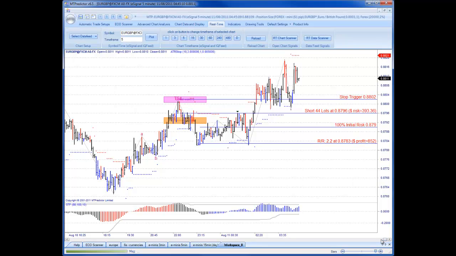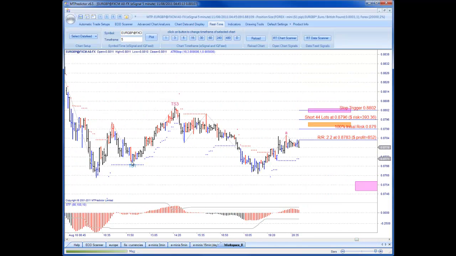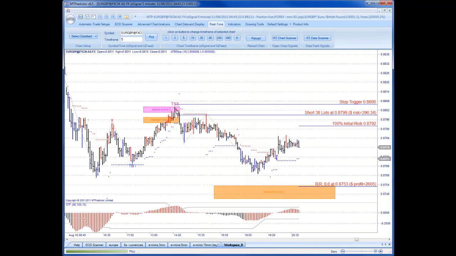If I go back a little bit further on this Euro chart, you can see that we had a TS1 buy set up here. This was against a red STF, so standard traders would want to be avoiding it, but we also had a TS3 sell set up here on a red STF, so this was perfectly valid to take. We put the analysis on, and as you can see, the market didn't reach our first target.